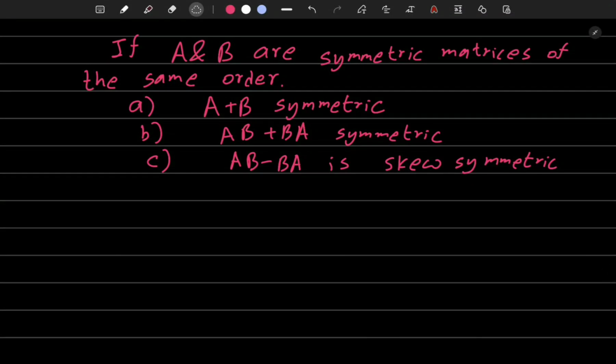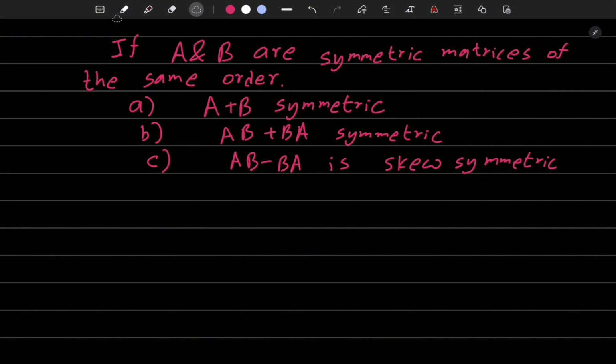In this video I'm going to solve this problem. The question says: if A and B are symmetric matrices of the same order, first I have to show that A plus B is symmetric. Secondly, I have to prove that AB plus BA is symmetric, and lastly I have to show that AB minus BA is skew symmetric.